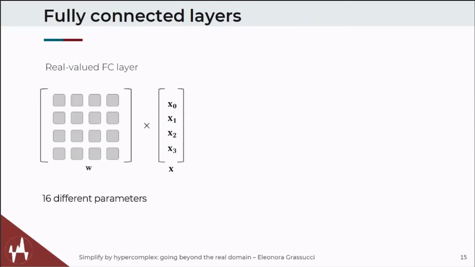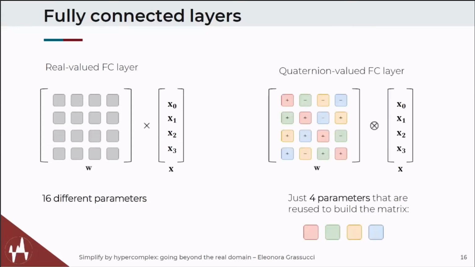Basically, when we talk about, for example, standard fully connected layers in the real domain, we have W, which is a weight matrix that contains, for a weight matrix of 4 by 4, 16 different parameters. In the quaternion domain, instead, the quaternion fully connected layer will have the weight matrix W with the same dimension, so 4 by 4, but with just 4 parameters. So basically, just with this construction, we are reducing the number of parameters to 1 over 4.